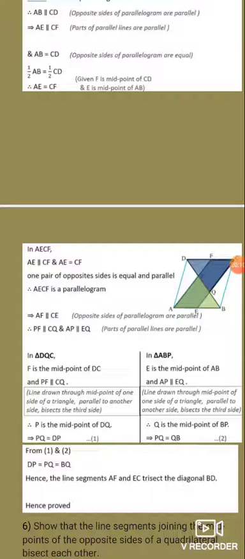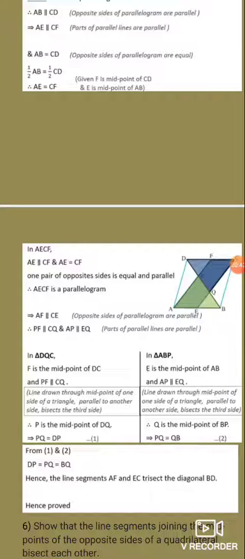Now, which implies what? AF is parallel to CE. Opposite sides of the parallelogram are parallel. Therefore, PF is parallel to CQ and AP is parallel to EQ. So, parts of parallel lines are parallel. Now, listen, in triangle DQC, F is the midpoint of DC, so PF is parallel to CQ. Therefore, P is the midpoint of DQ.